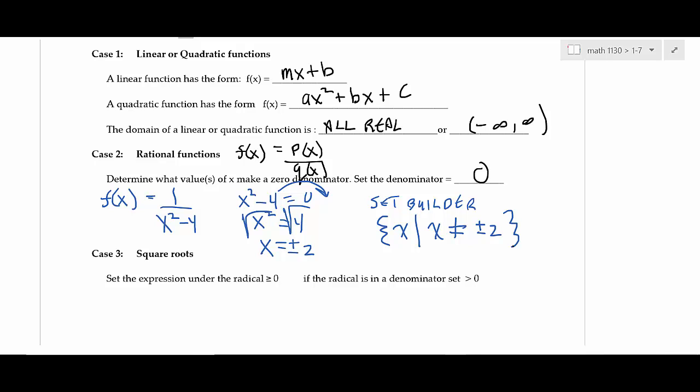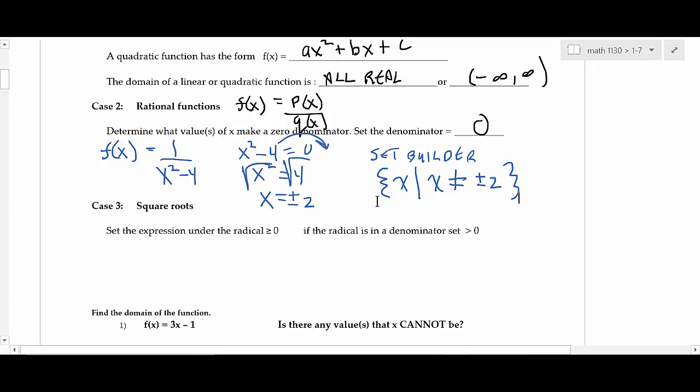We're going to get into this a little bit more in depth in a minute, but that's the idea on a rational function. Just figure out what causes a 0 denominator, and the answer is going to be everything except those things. That's the way rational functions always work.